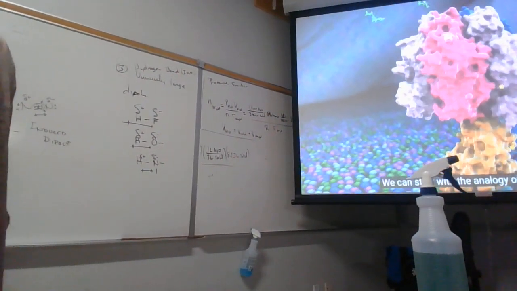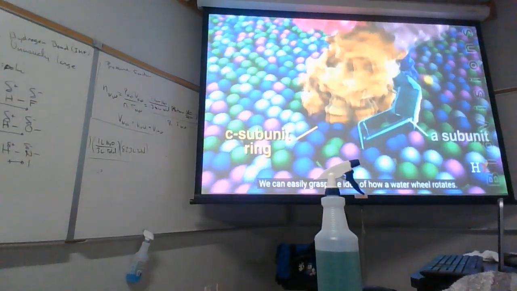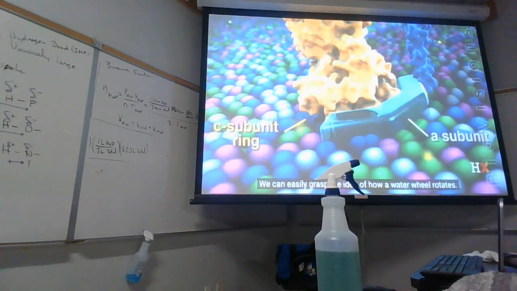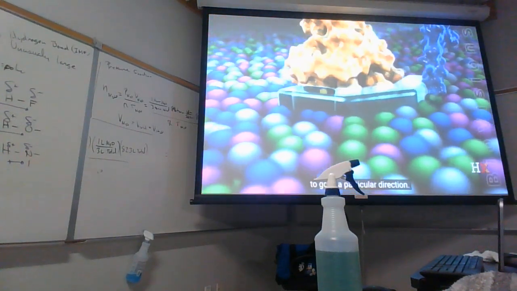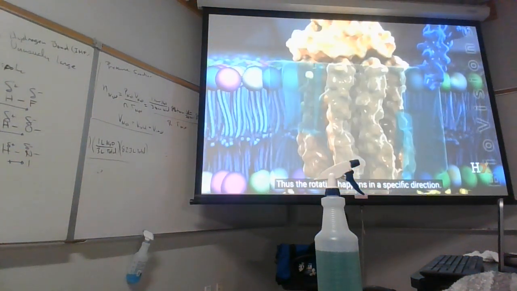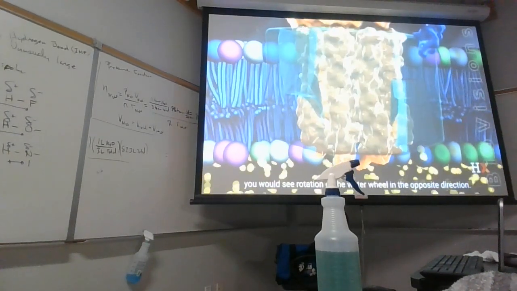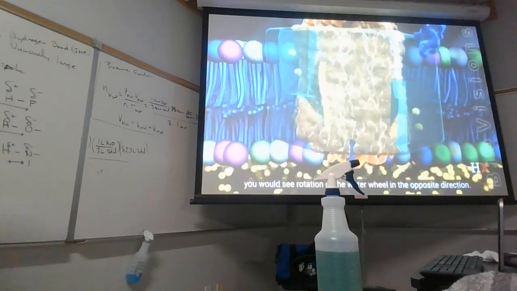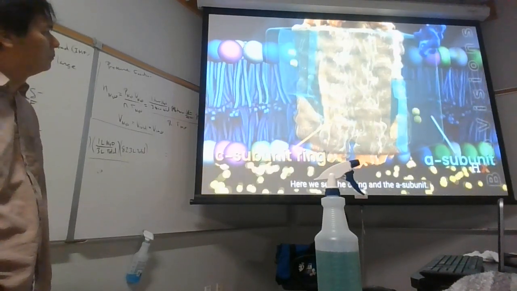We can start with the analogy of a water wheel. We can easily grasp the idea of how a water wheel rotates. It's driven by the flow of water, allowing the wooden fins to go in a particular direction. Thus, the rotation happens in a specific direction. If the water was to flow in the opposite direction, you would see rotation of the water wheel in the opposite direction. Here we see the C ring and the A subunit.